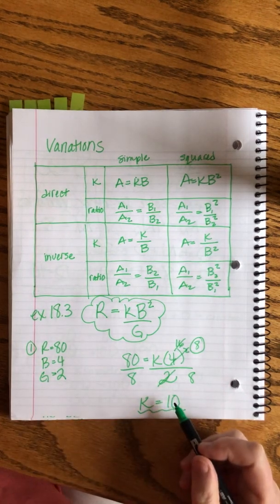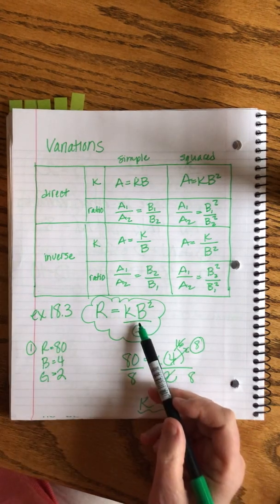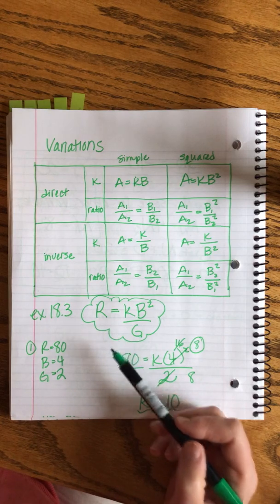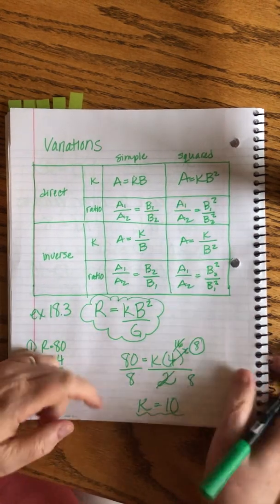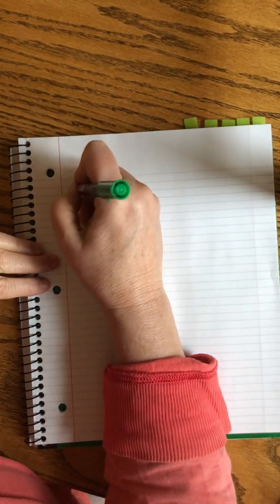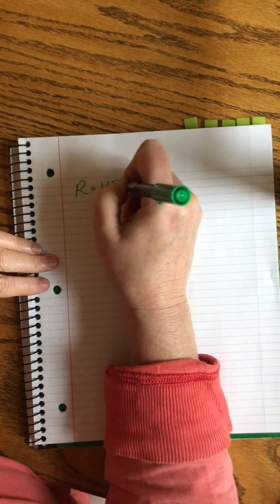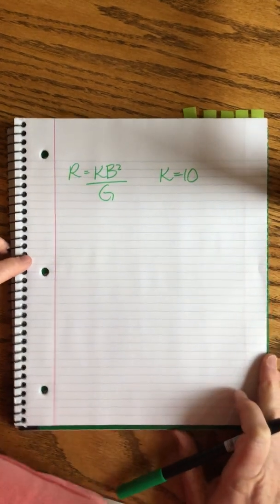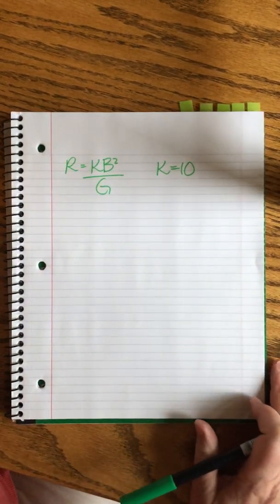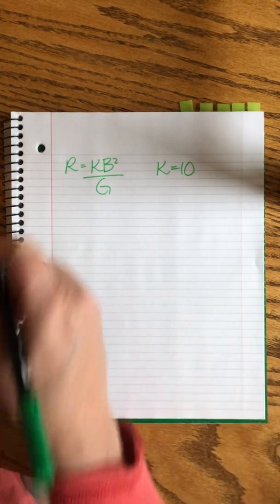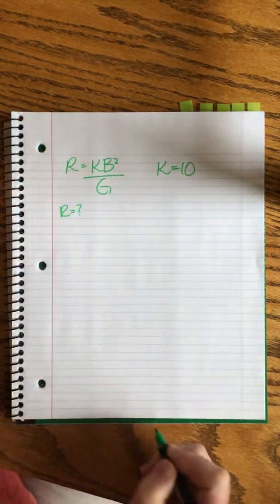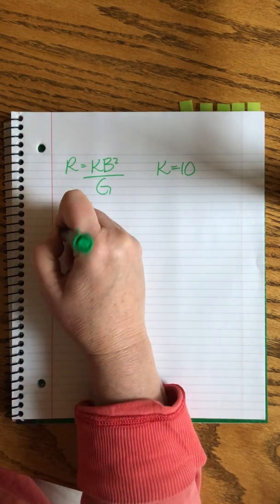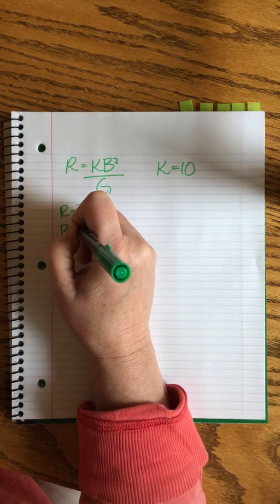All right, now we're ready to go back to the formula. Now we have a value for k. We're going to plug in 2 of the 3 that we're given and solve for the third one. So I'm going to copy this to the top of the next page. R equals k b squared over g, and k equals 10. That's what we know in our scenario. Now let's get the information. How many reds are there when there are 8 blues and 10 greens?